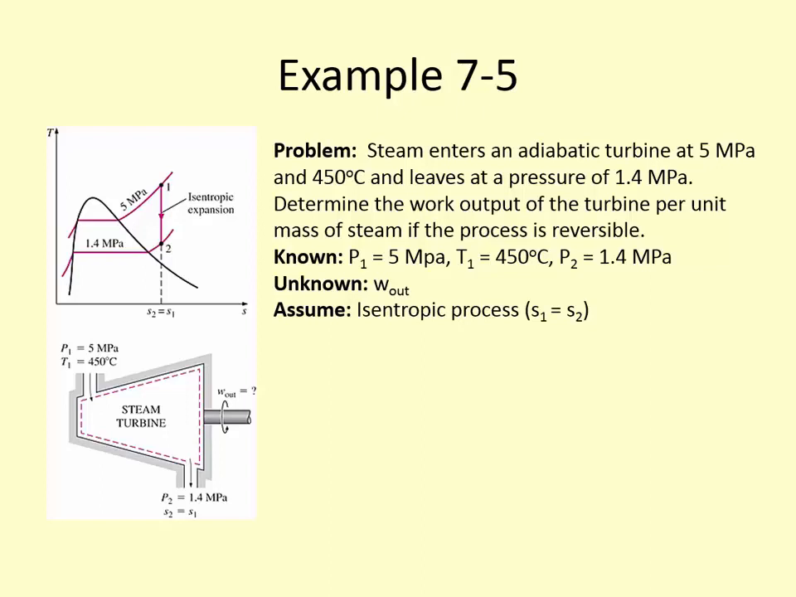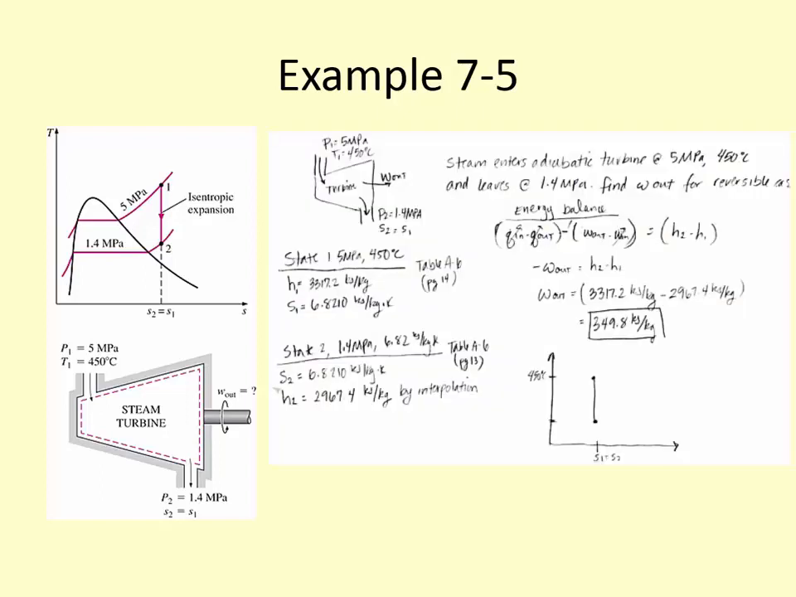H. Okay, 3317.2. Where did you get that from? What table? Where are you? Okay, so how do we find it? Okay, so it's table A6. At 5 megapascals and 450 Celsius, we're superheated. So we go to table A6, look in the column for 5 megapascals and the row for 450 Celsius, and we find H1 is equal to what?